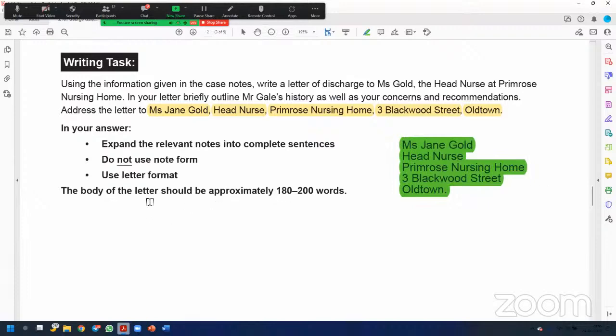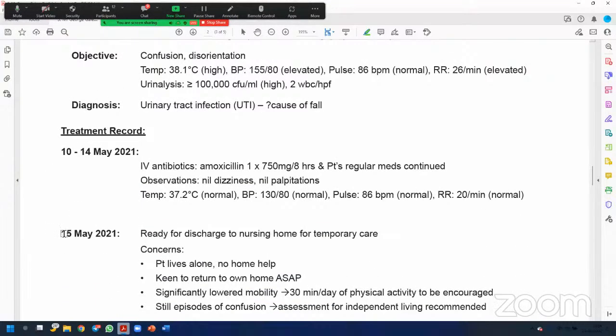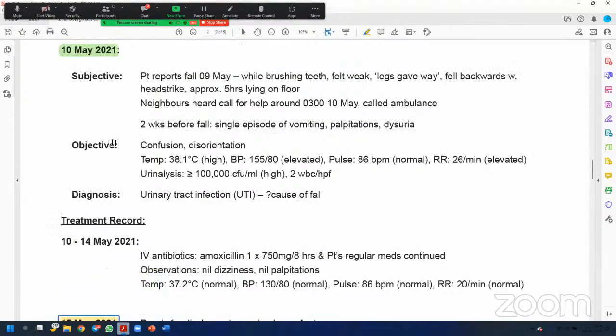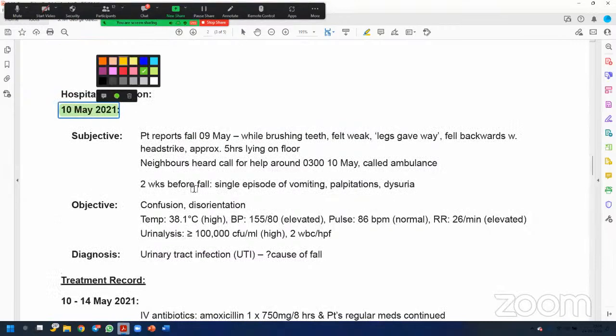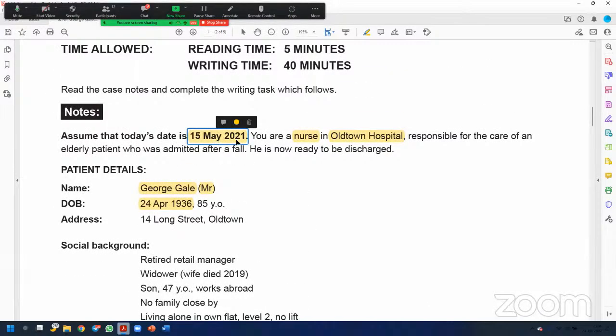Okay, now we are moving to the next one. Next one is the date. So 10 May 2021 admission, 15th May discharge. Today's date is 15th May 2021, so write the same thing. On the exam day also, you'll write the same day. If you're writing the exam tomorrow, 25th June 2021, then today is 24th June, so tomorrow is 25th June. You'll write that.